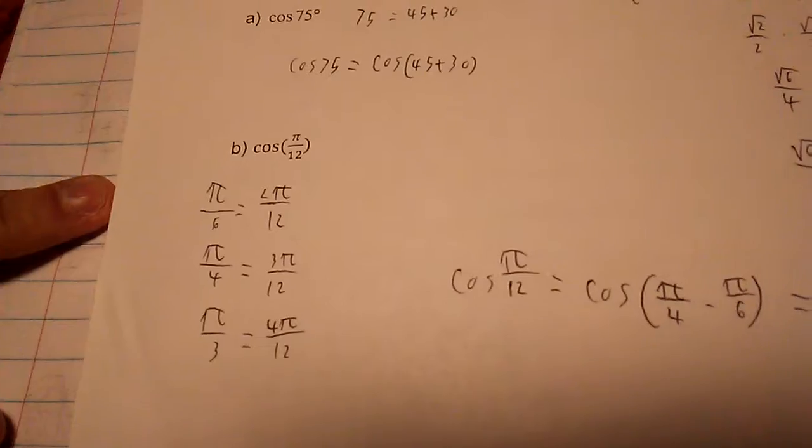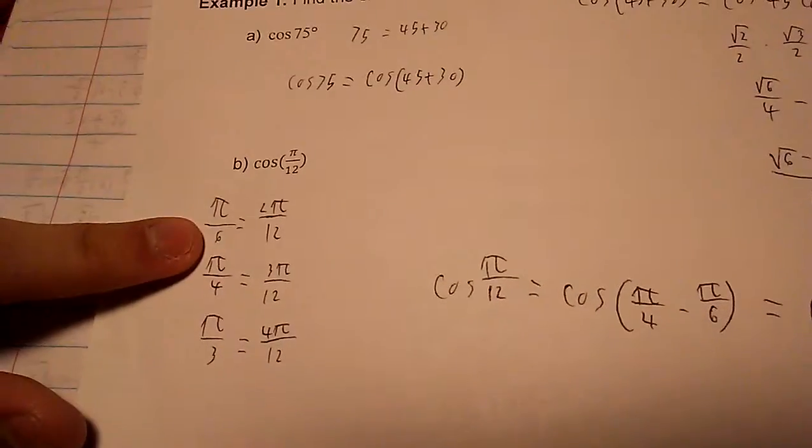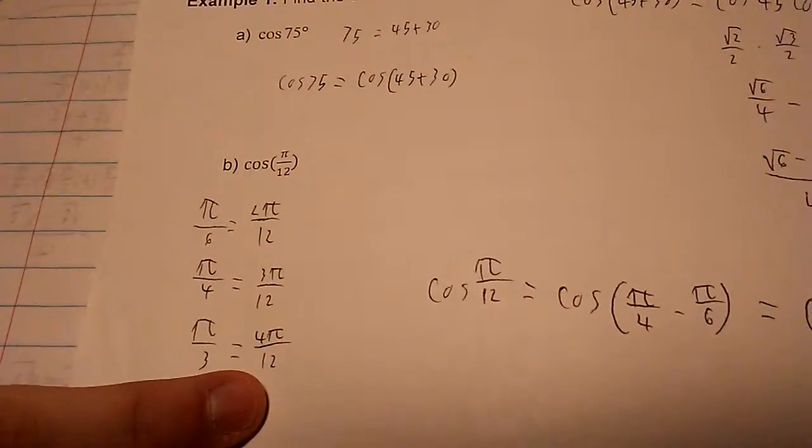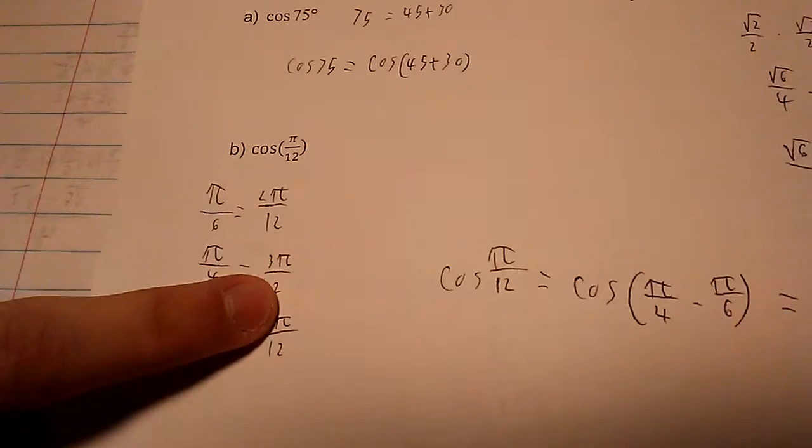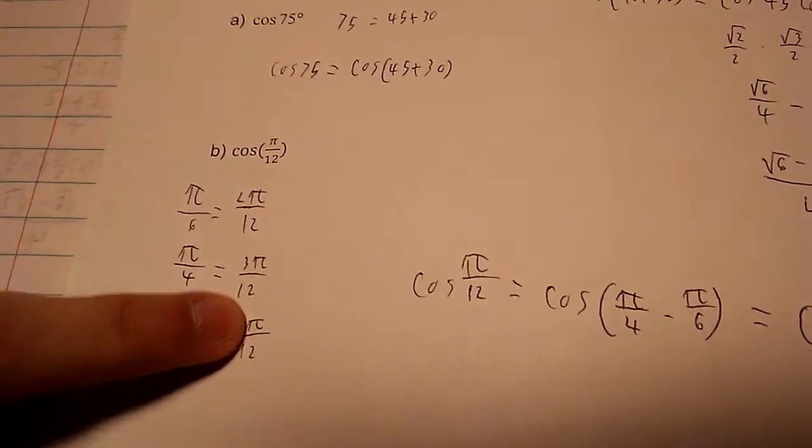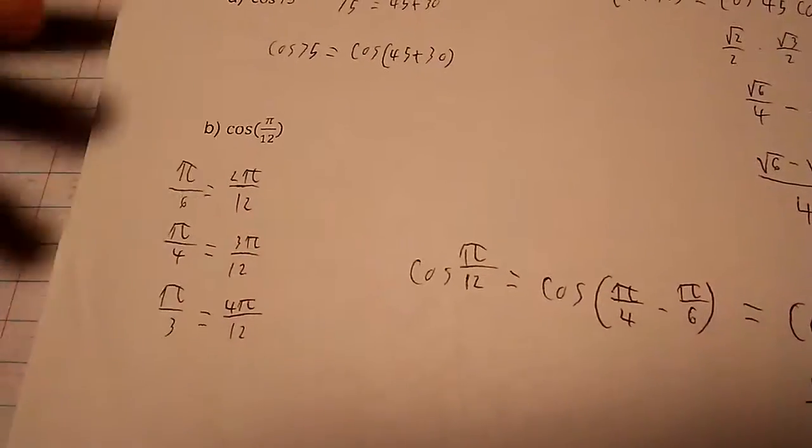Because, as you can see here, if you convert these all into 12ths, pi over 3 is 4 over 12, minus pi over 4, 3 over 12. So it becomes essentially 4 minus 3 equals 1. So you just are left with pi over 12. So that's what we're going to do over here.